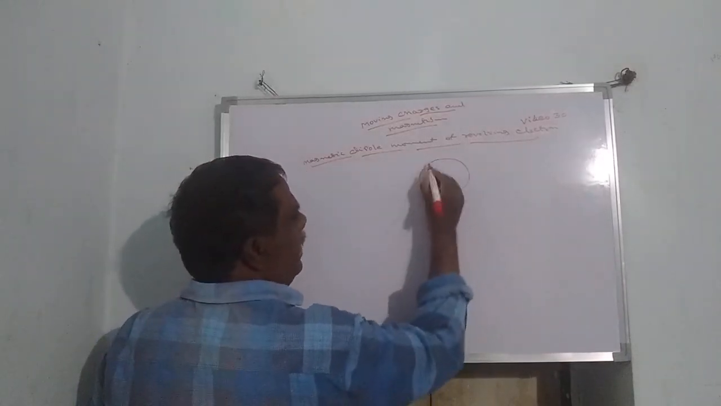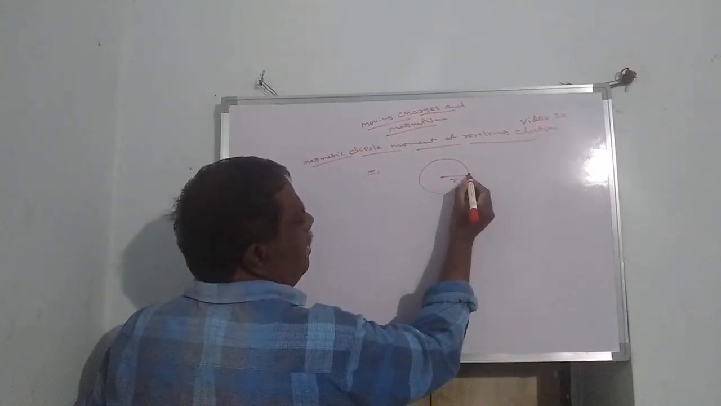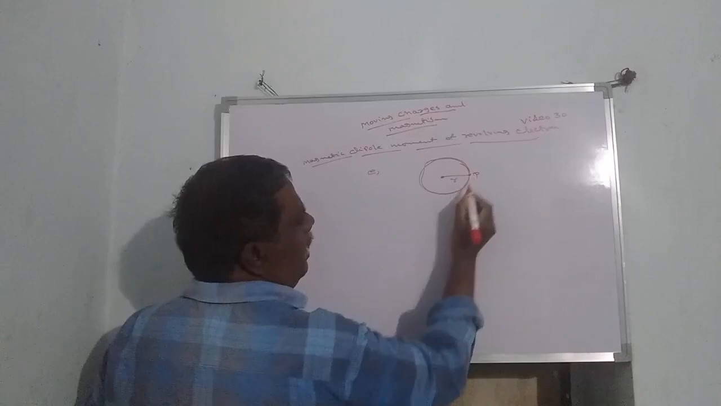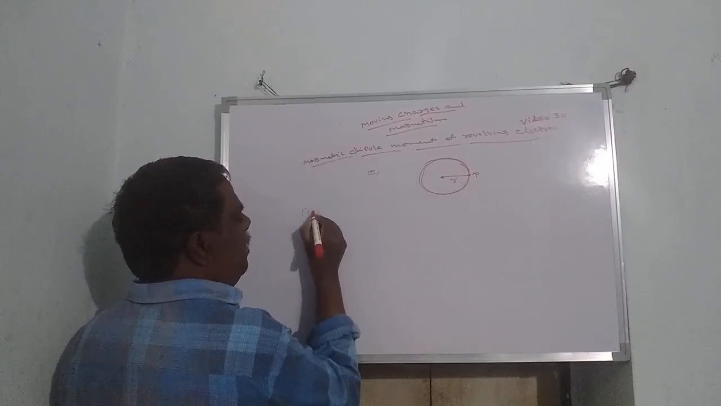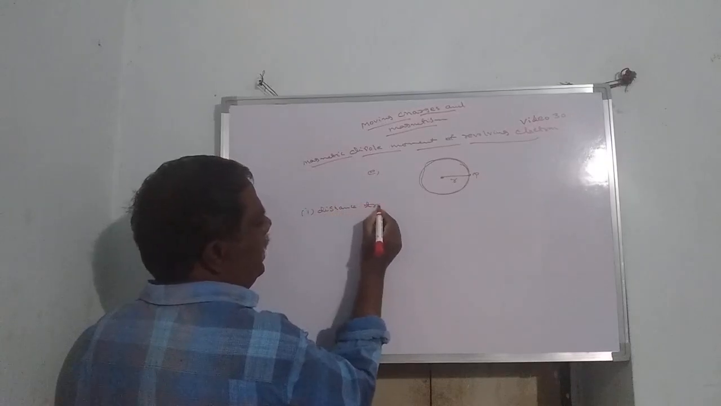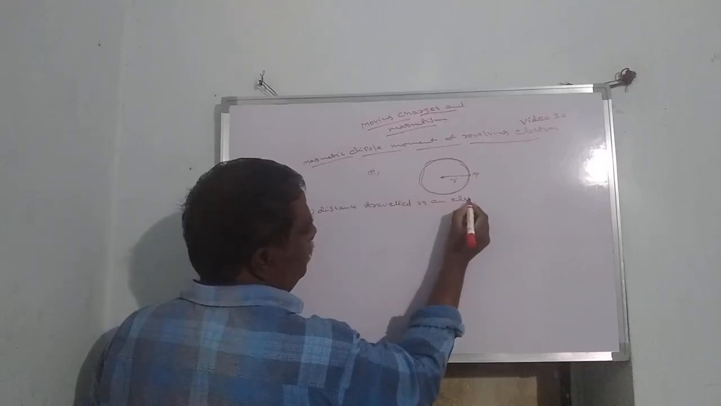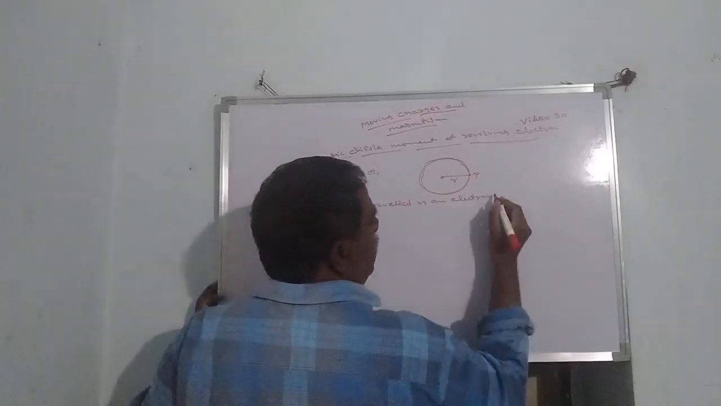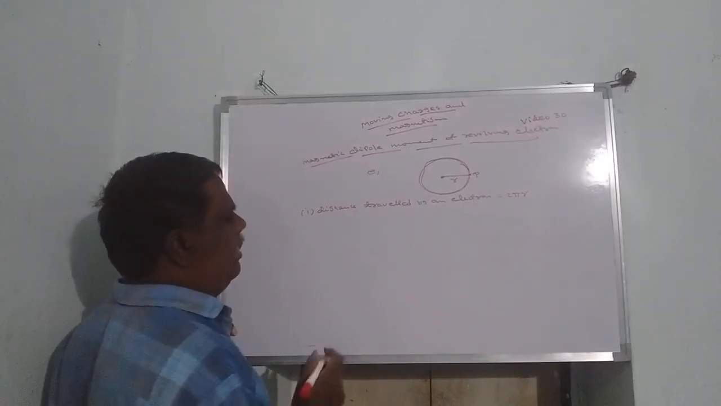Let us consider an electron of charge e revolving on the circumference of a circle of radius r and it crosses a point P. So the distance traveled by an electron to cross the point P, that means for each revolution, will be equal to the circumference of the circle, that will be equal to 2 pi r.